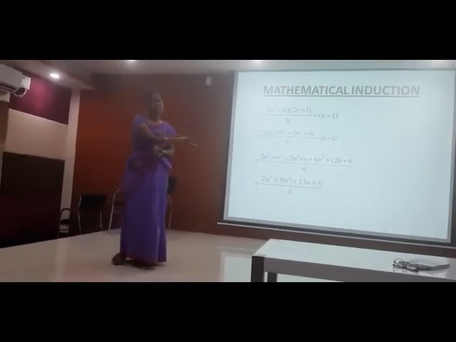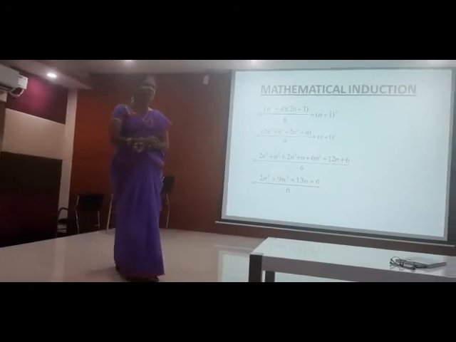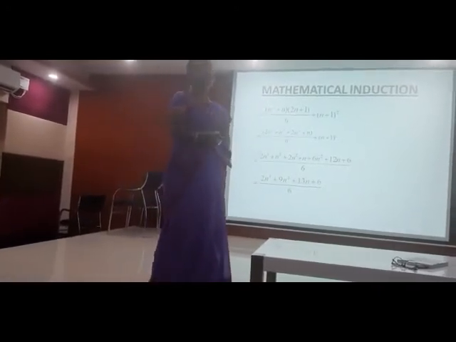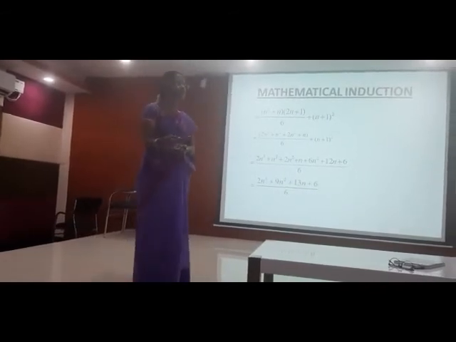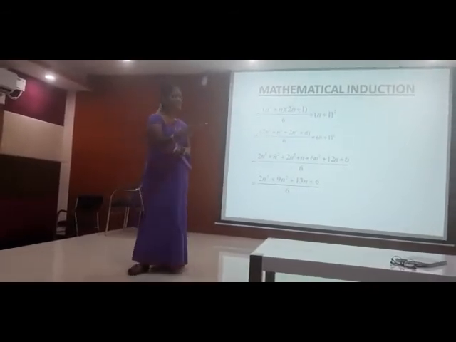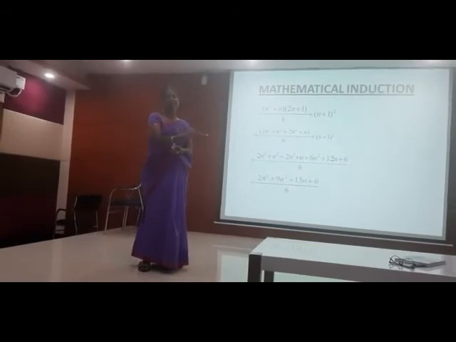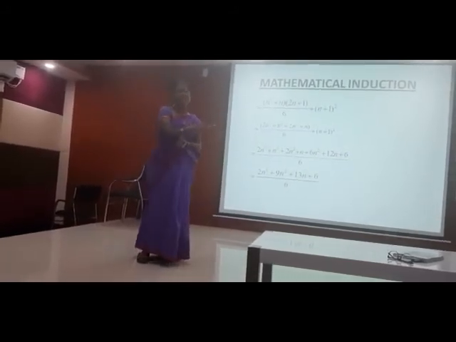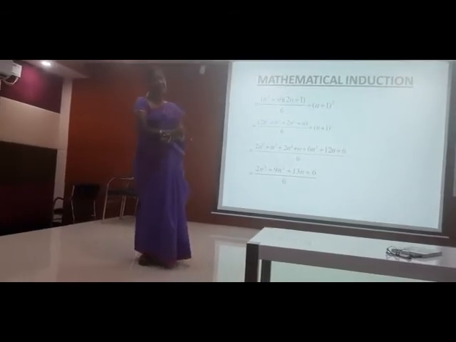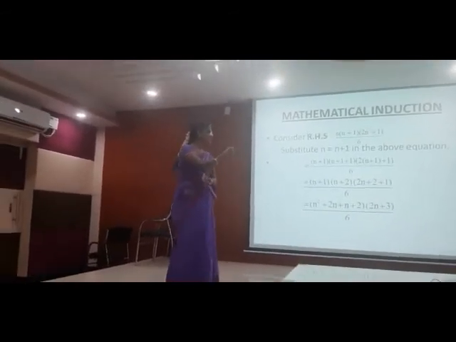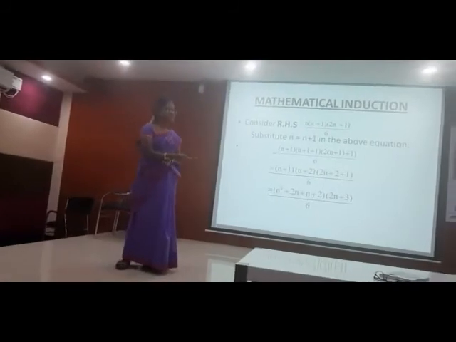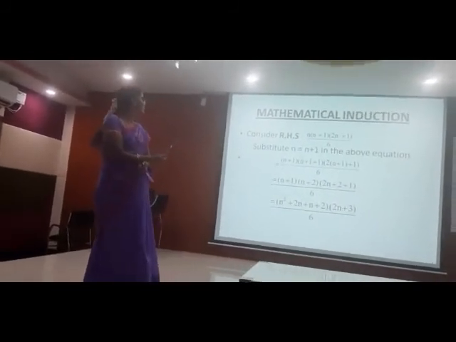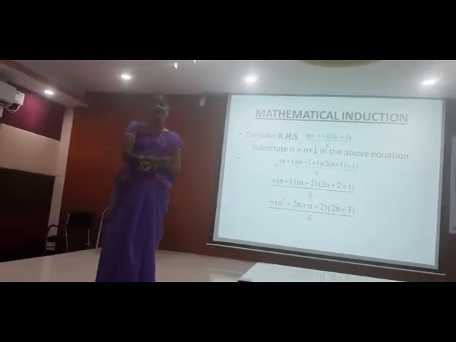You leave it as such. We have taken the left hand side of the equation and substituted n as n plus 1. Similarly, we have to take the right hand side of the equation and substitute n plus 1 instead of n. Thereby I should get the same value, 2n cube plus 9n square plus 13n plus 6 divided by 6. So let us now consider the right hand side of the equation, n into n plus 1 into 2n plus 1 divided by 6. In that I have to substitute n as n plus 1.